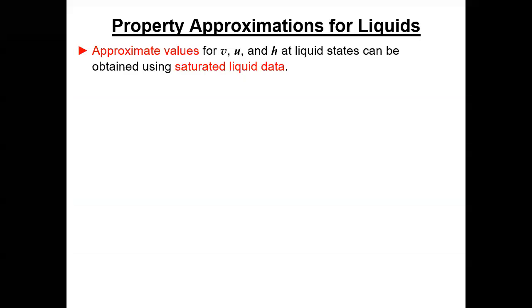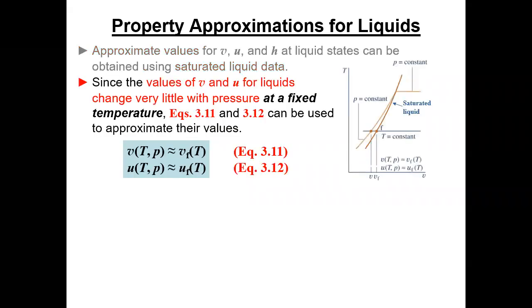Okay, approximate values for specific volume, internal energy, and enthalpy at liquid states can be obtained using the saturated liquid data. Okay, so this is a very handy approximation. In that little diagram, it's a little confusing at first until you figure out what all of the lines are. So let's go over the diagram here first.